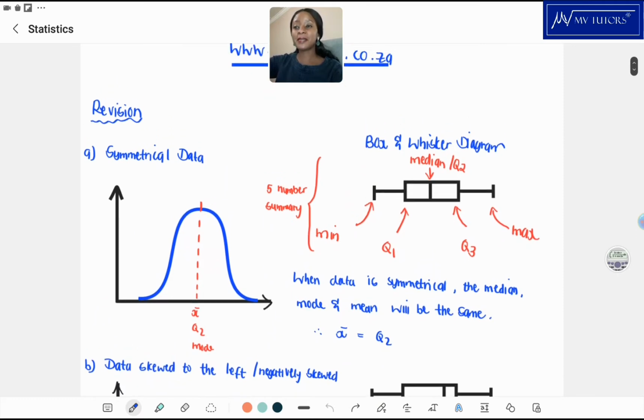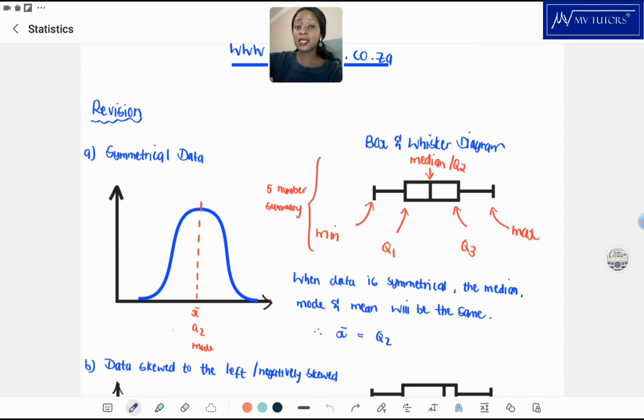So if you have symmetrical data, basically the tail on the left and the tail on the right are basically equal in length, right? And also, when you get the middle values, you will see that your mean, which I've represented with the X bar, is equal to your median, which I've represented with the Q2, which is also equal to your mode. Remember what your mode is? It is the number that occurs most frequently. Okay, so that is when you would have symmetrical data.